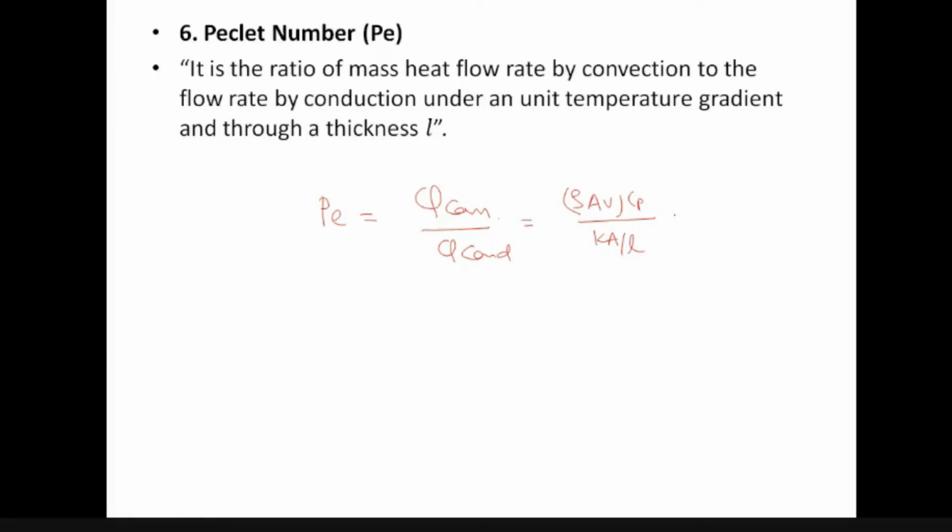So finally you get rho VL into mu Cp, divided by mu, and mu Cp by k. So finally it is again a dimensionless number, and you get the Peclet number equal to the Reynolds number into Prandtl number. So this is the definition and understanding of the Peclet number.